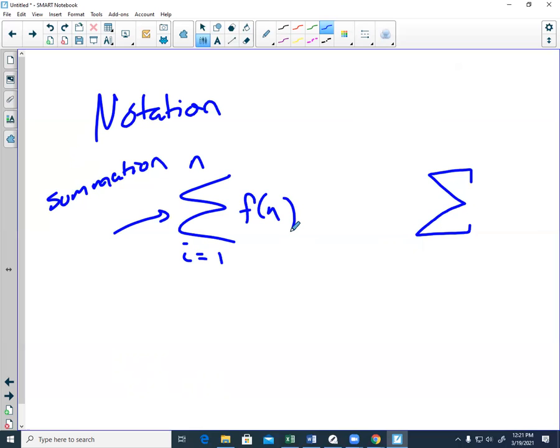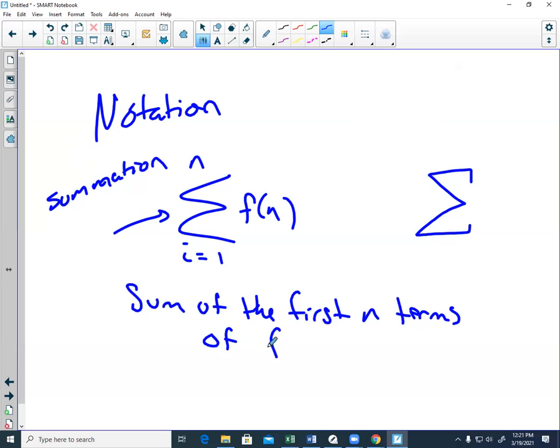Okay. So the way that you would read this is it would be the sum of the first n terms of the function. So that is the sum of the first n terms of a specific function.